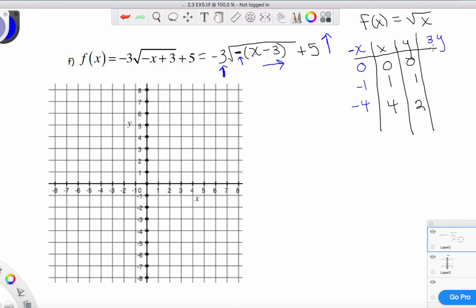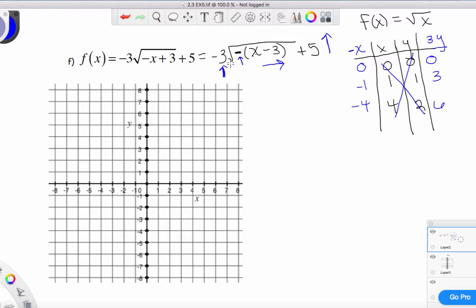And then this 3 out front means that we are going to be multiplying our y values by 3. It is a stretch of the y values, or a vertical stretch, and every y value here is going to be vertically stretched by 3. So 0 times 3 is 0, 1 times 3 is 3, and 2 times 3 is 6. All of my y values are vertically stretched and tripled. And then this XY table is no longer going to be used anymore if I were to graph that way.